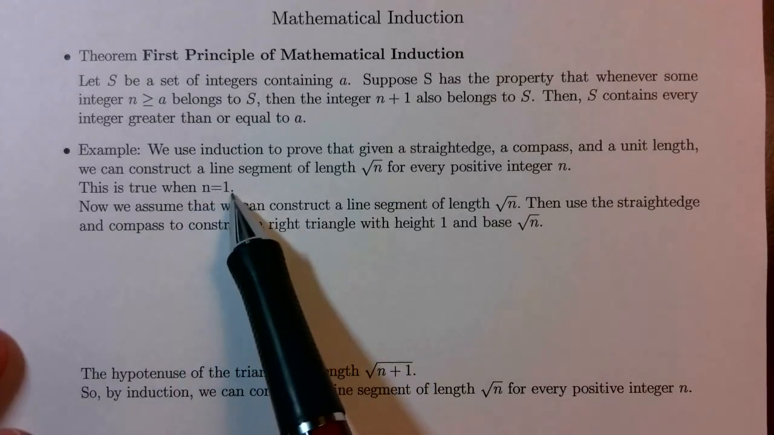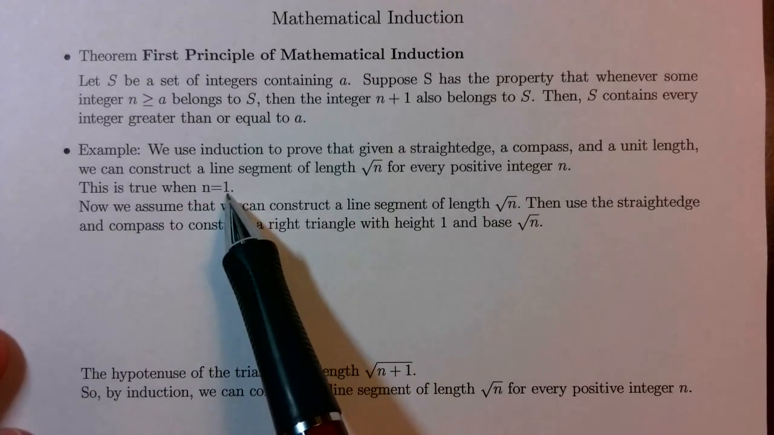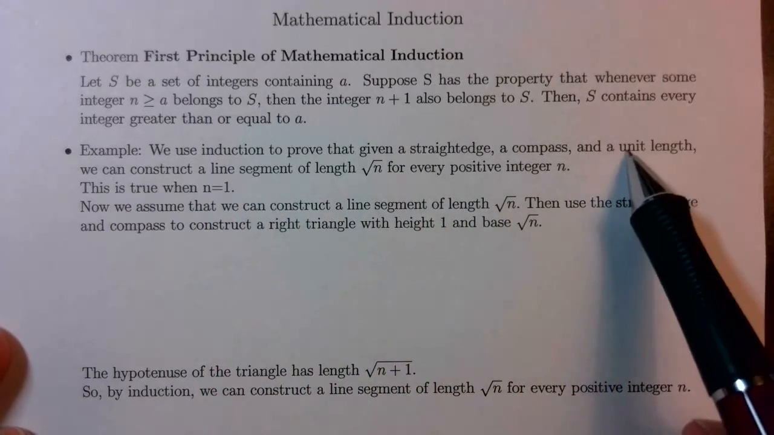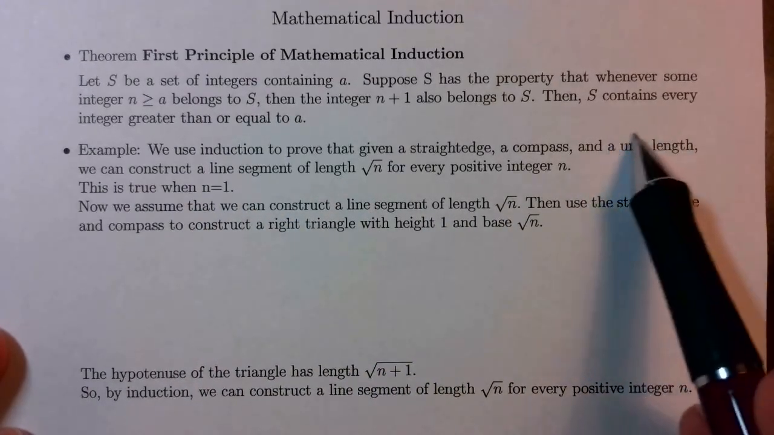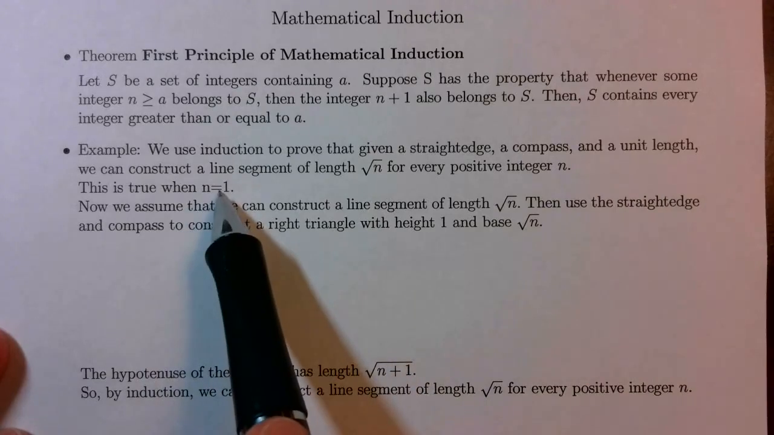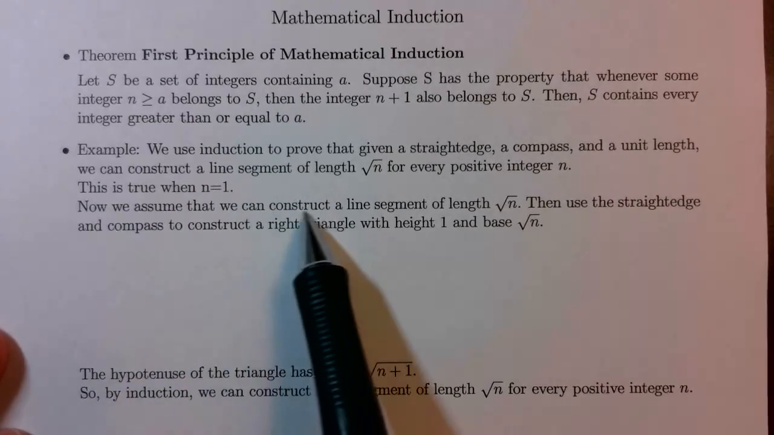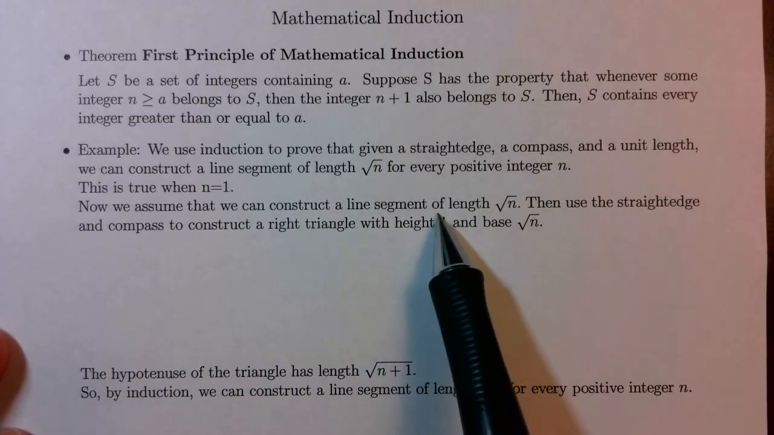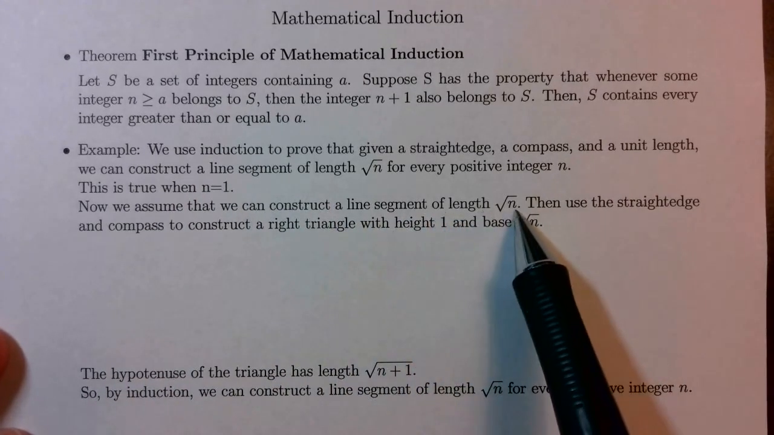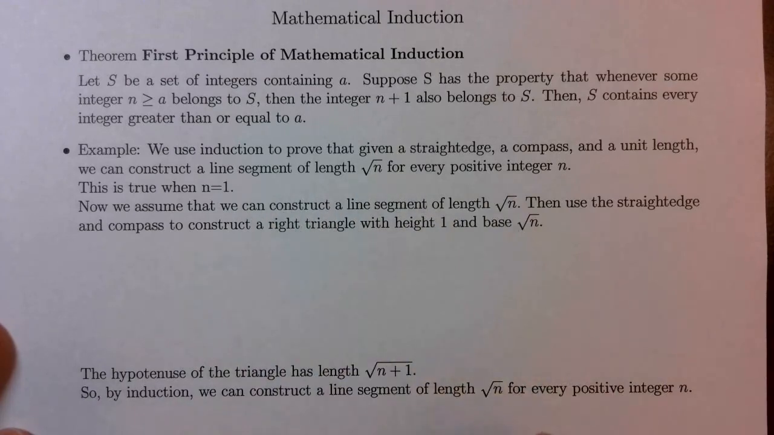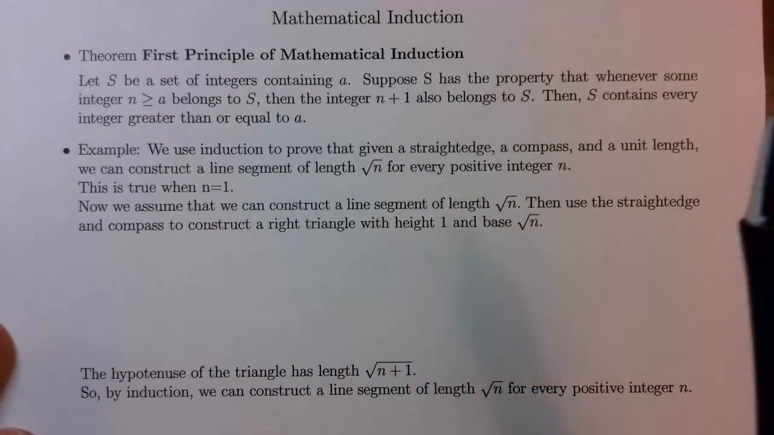This is true when n is 1. So this is by definition because the unit length is given. 1 belongs to S. Now assume that we can construct a line segment of length square root of n. That is, we're assuming that n belongs to S.